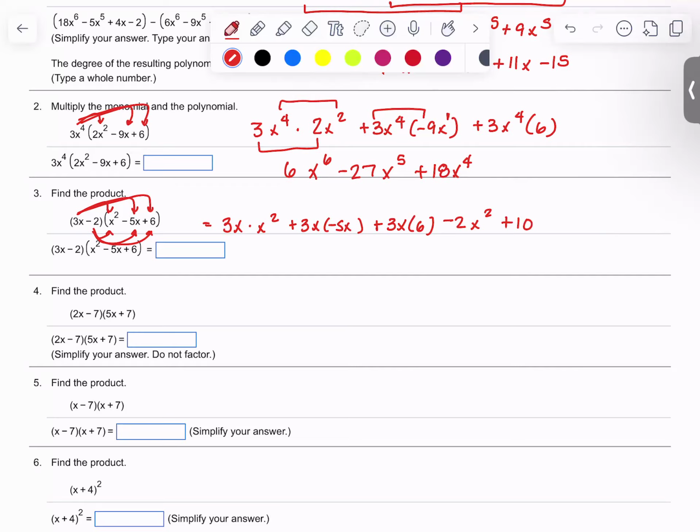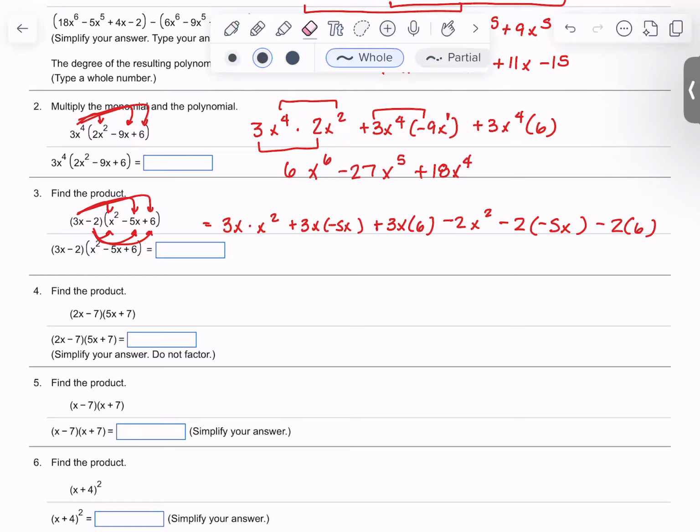Now, let's write that out. So minus 2 times minus 5x. Let's do this neatly. There we go. That looks better. And minus 2 times plus 6. Okay, now let's multiply everything out.